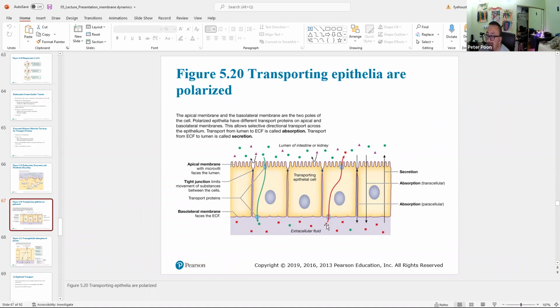The dumping out of the thing is called secretion. Transporting from the lumen to the ECF is by definition absorption. Going from the ECF out is by definition secretion.